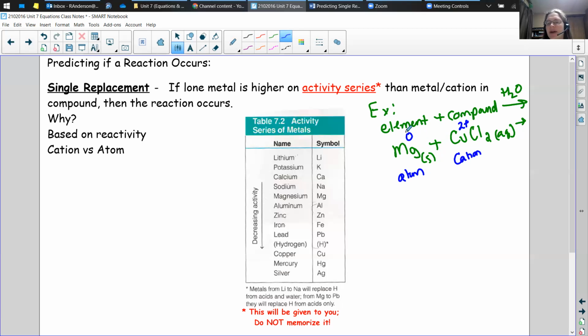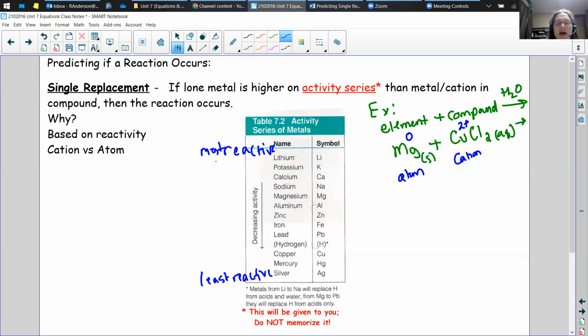What is happening here is magnesium is trying to come in and itself become the cation and force copper to become an atom. The question is, is it able to do that? That's what the activity series is trying to help us understand. It says activity, but I like to call it the reactivity series, because the elements at the top are the most reactive, and the elements at the bottom are least reactive.